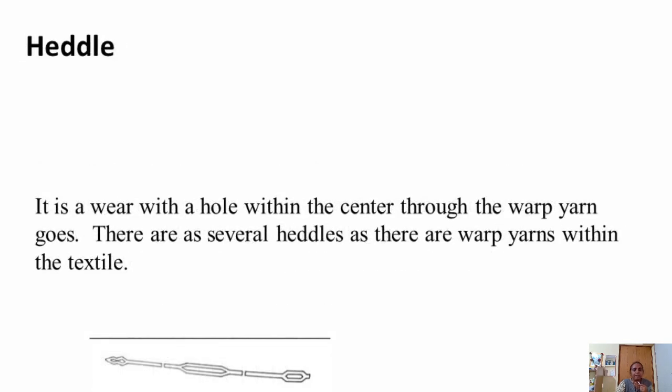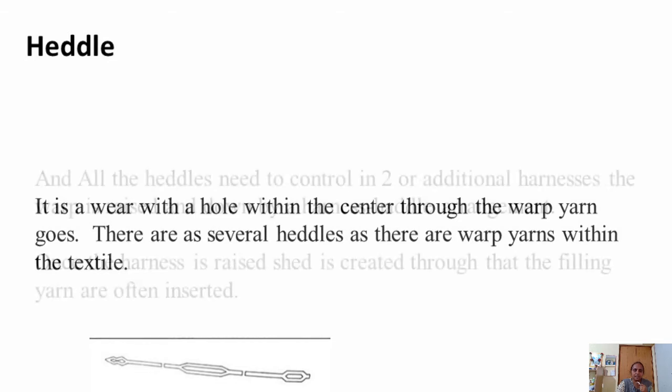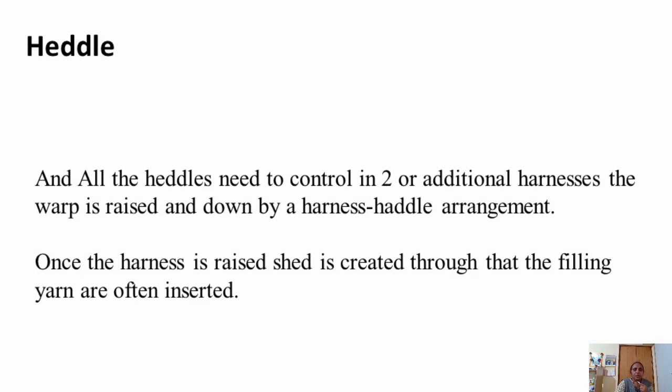Next is the heddle. It is a wire with a hole in the center through which the warp yarn goes, and there are as many heddles as there are warp yarns within the textile. So it is a heddle through which the warp yarns pass. This is an eye. This is a wire. In the center it has an eye through which the warp yarns pass. And all the heddles need to be controlled in two or more harnesses.